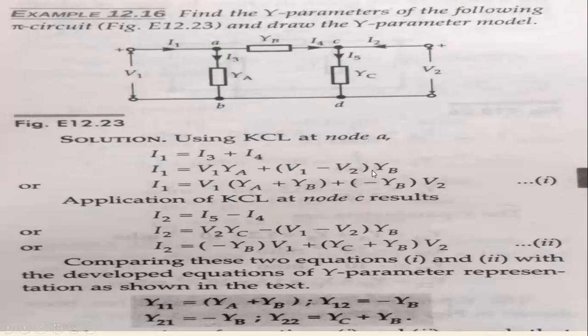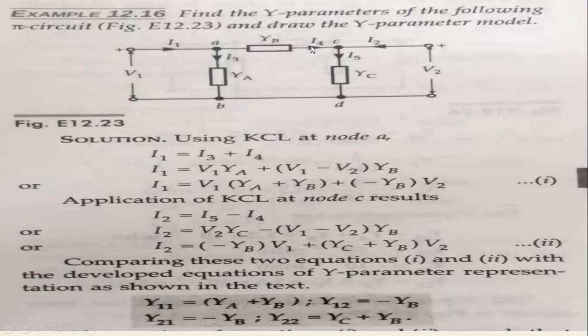This is totally the vice versa case of the impedance Z parameters. In the previous case, we were interested in writing the current, how much current is flowing in the impedances, whereas here we are interested in which potential is across that admittance. So segregate and separate out. I1 is equal to: V1 is focusing on the two admittances, YA as well as YB, whereas V2 is focusing on the one, that is YB.